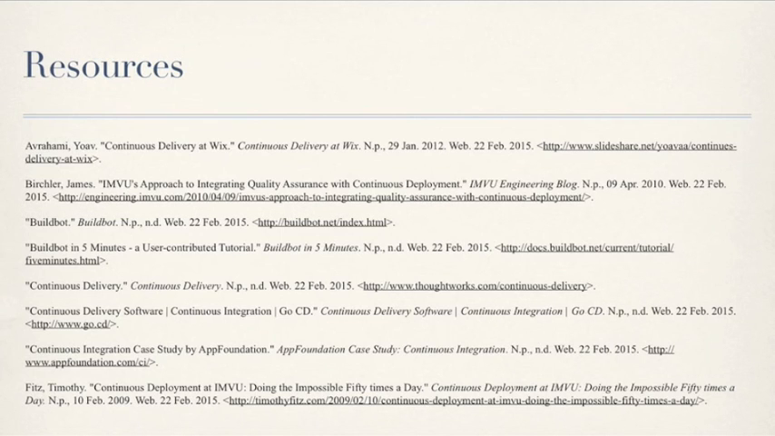Again, this was continuous deployment, and these were a few different companies that utilize that.